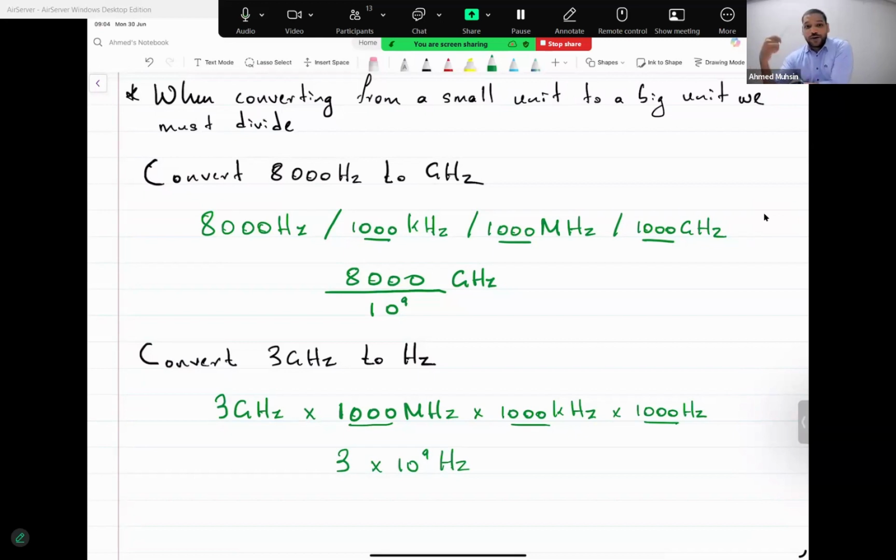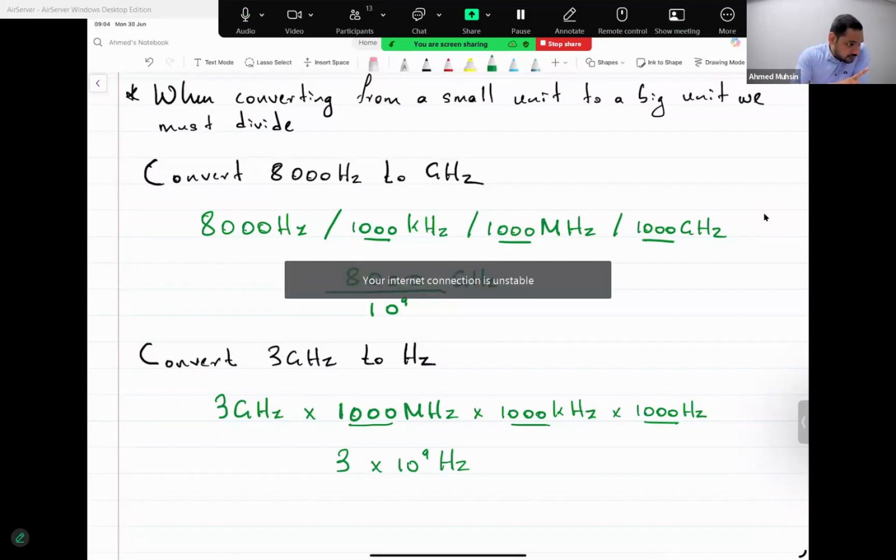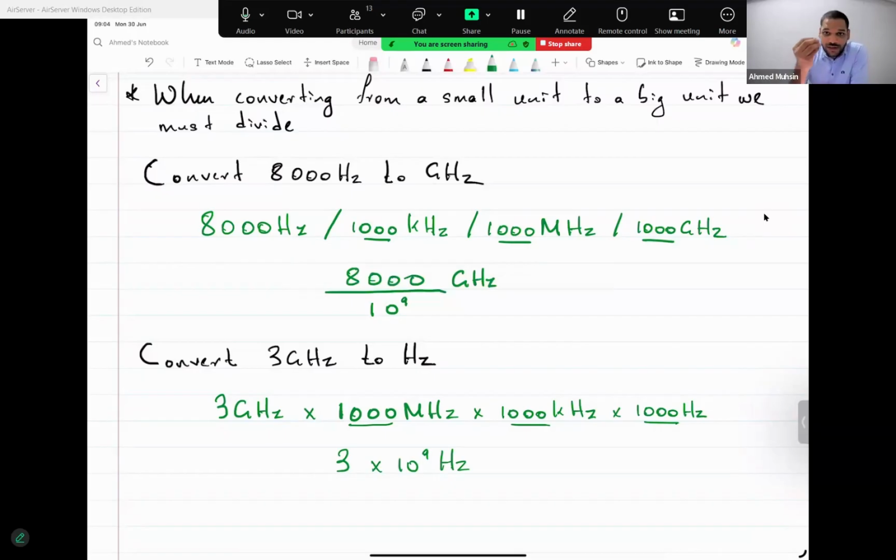So guys, if 3 is followed by 9 zeros, it's 3 billion. So if a processor has a speed of 3 gigahertz, it means every second it can execute 3 billion instructions. Are we okay with this?